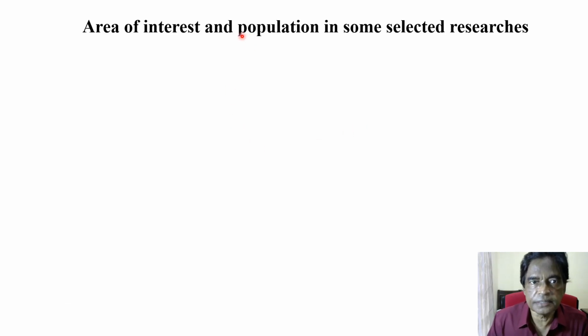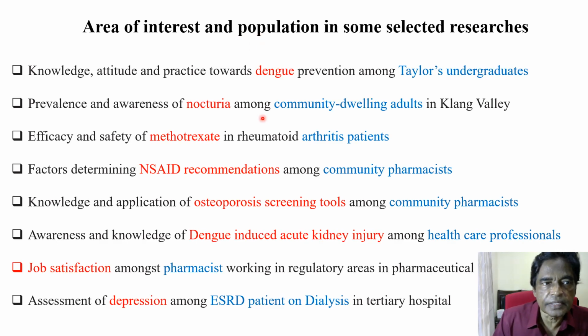Area of interest and population in selected studies. Just now, I mentioned some selected researches. So what are the areas of interest here? Dengue, bacteria, all these marked in red are areas of interest.